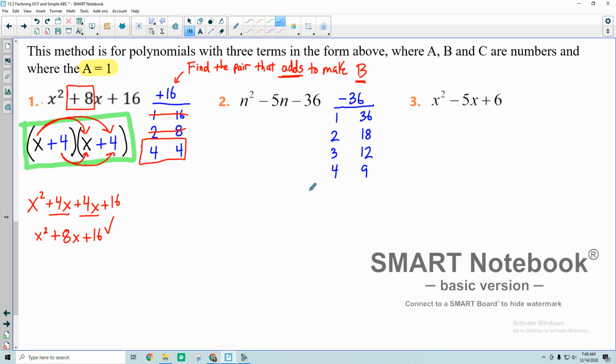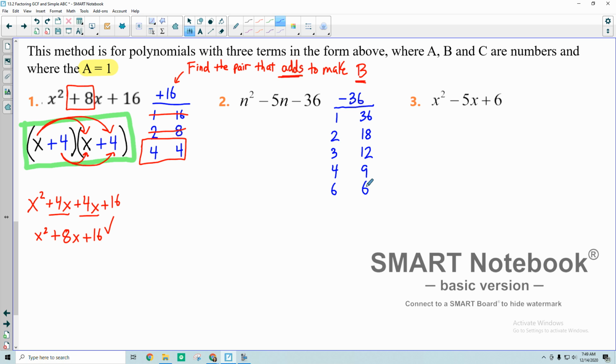So 36 divided by 5. Let's see, 36 divided by 5. Ooh, okay, I got 7.2. Not going to work. That has a decimal, okay? So 5 is not a factor of 36. So let's skip 5 and go on to 6. So 36 divided by 6. Aha, there we go. It gave me 6.